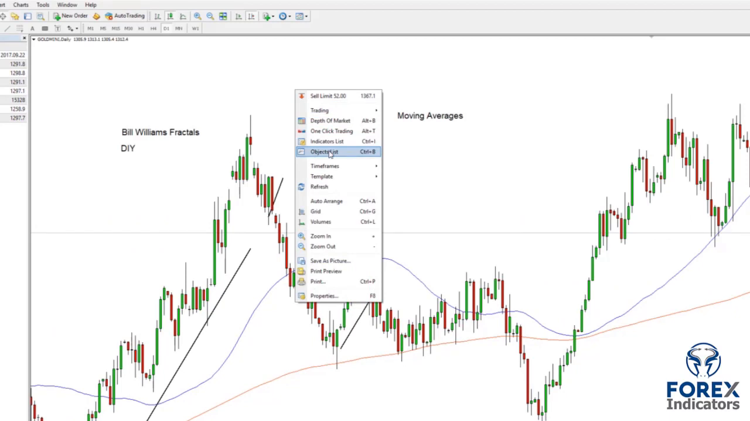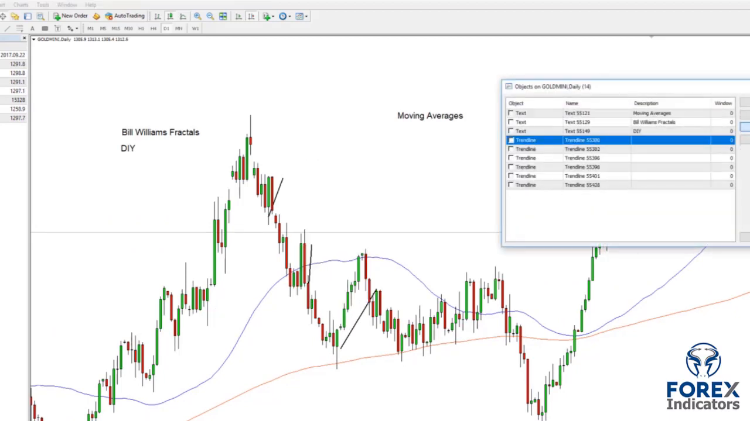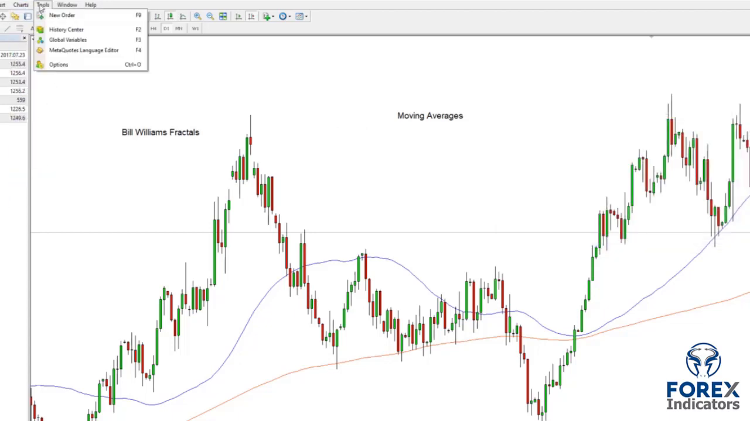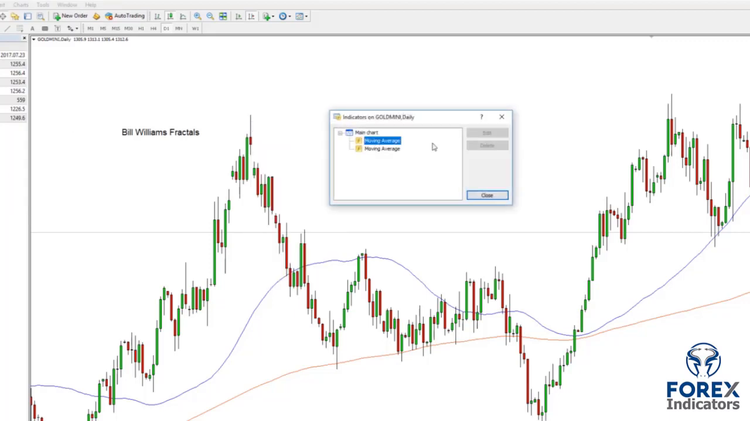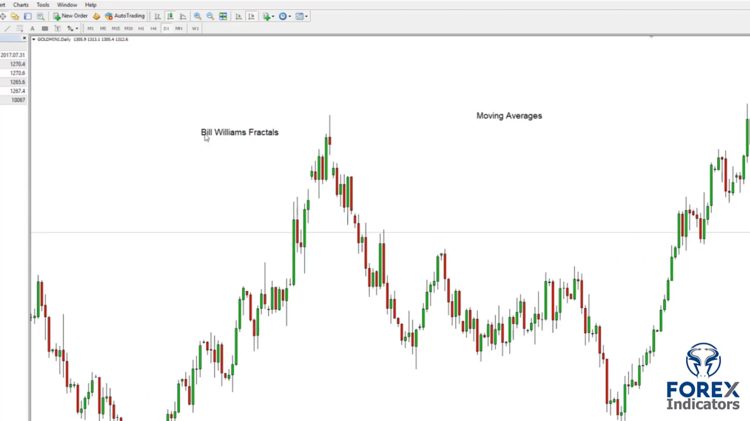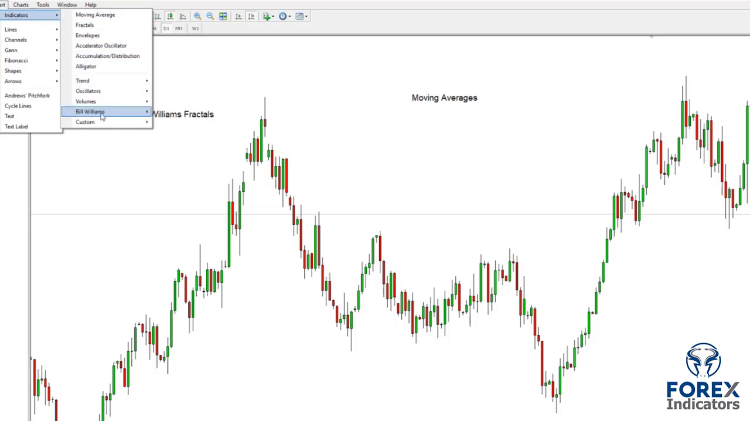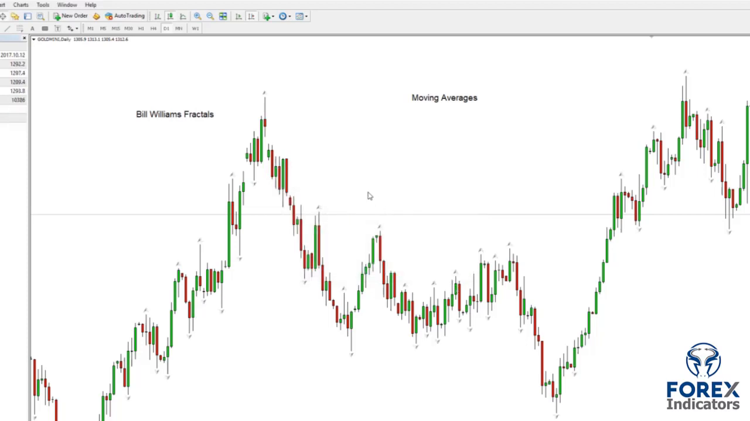Okay, so what I'm going to do is get rid of everything off this chart. We'll delete the moving averages also, so let's do it here, 1 and 2. And now what we're going to look at are Bill Williams fractals. So insert indicators, there's actually a section for Bill Williams and fractals. We'll just leave it as standard settings and press OK.